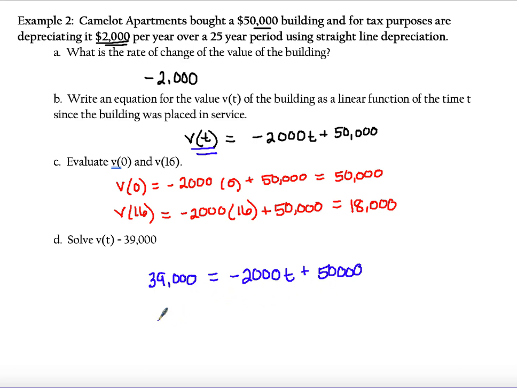I'm going to subtract that 50,000 over and divide then by the negative 2,000, and that's going to give me a t of 5.5. So therefore, that's at 5.5 years. And we'll just go ahead and leave that decimal for now. 5.5 years that the value is that 39,000.